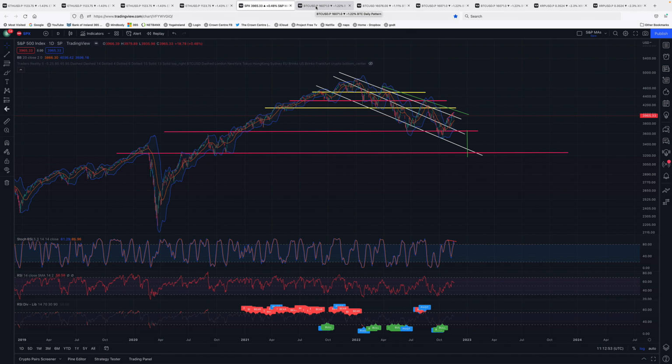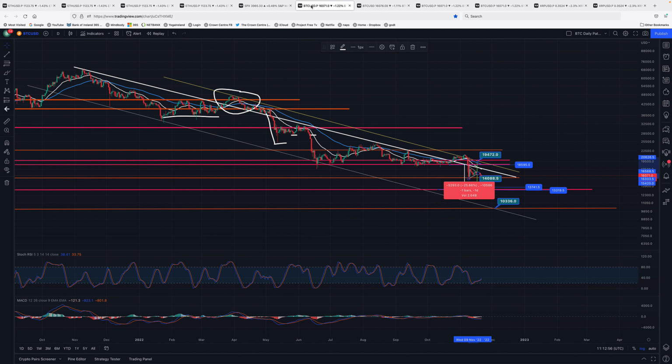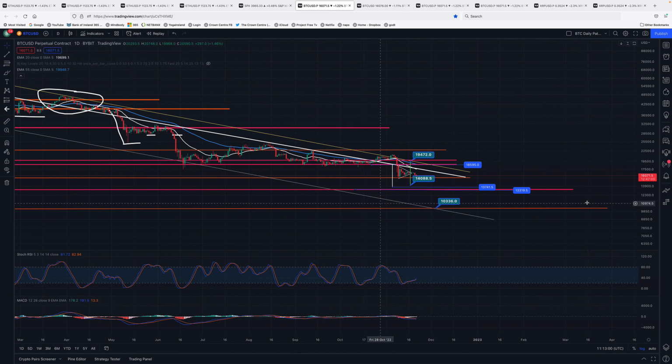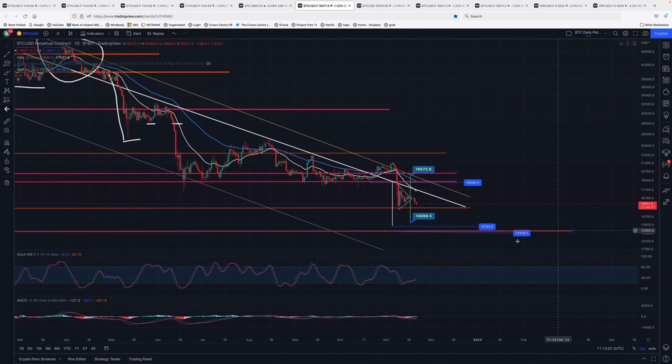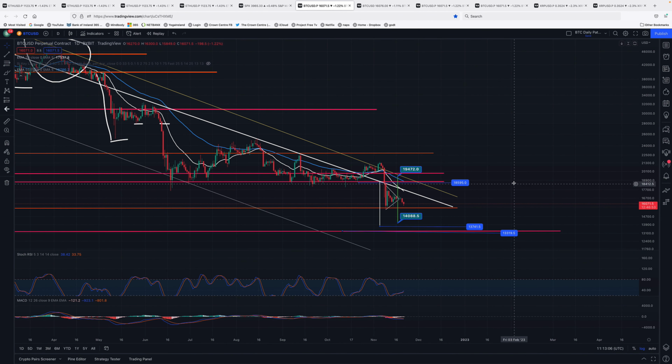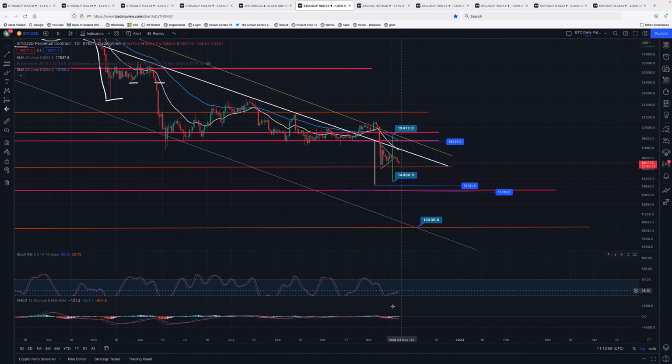Now, let's see where we are for Bitcoin. I'm going to start with Bitcoin because it's the simpler one to check. I believe we have... I was looking at this earlier today, and I was thinking, how do I interpret this?